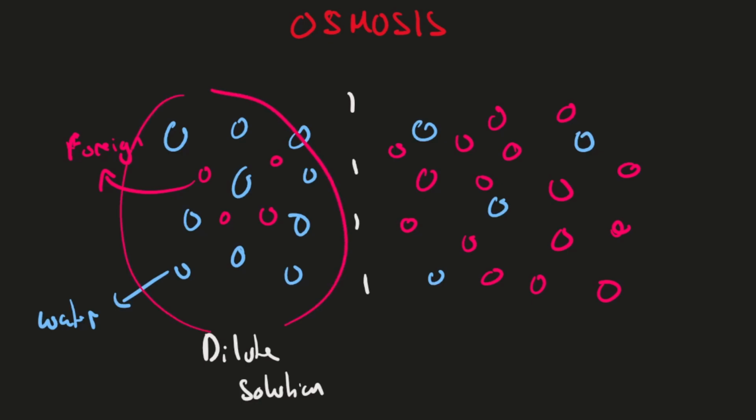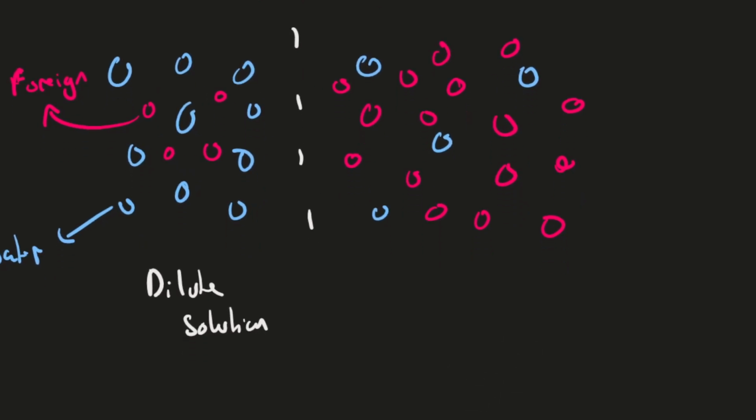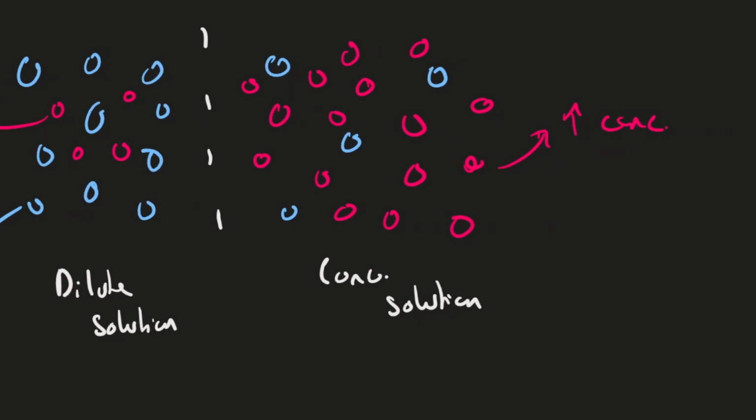So this whole thing is a solution. You can see you have loads of water molecules compared to the foreign molecules, and therefore the concentration of the water is high, and we say that's a dilute solution. In contrast, on the right-hand side we have what we call a concentrated solution, and the concentrated solution here is not really referring to the water, because the water is actually in low concentration, but the foreign particles are in a very high concentration. So here we have a high concentration of the foreign particles and a low concentration of the water.